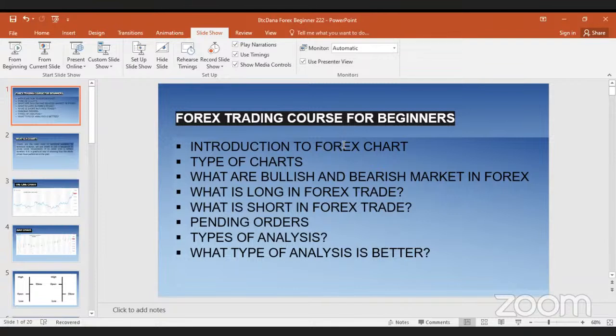Yesterday, I'm sure you saw me when I was measuring the bullish and the bearish market. So today we are going to go in depth into what bullish and bearish markets are in forex. I'm going to tell you what we mean by long, when we say we are going long or going short. Then we have pending orders also, so I'm going to introduce you to pending orders.